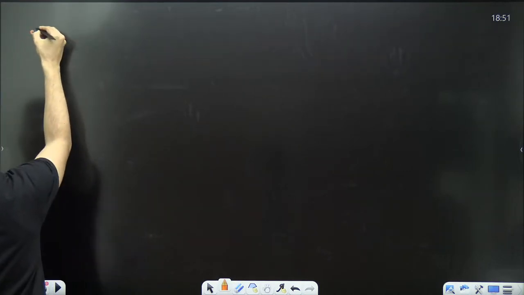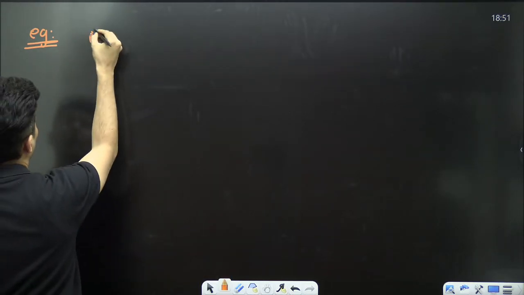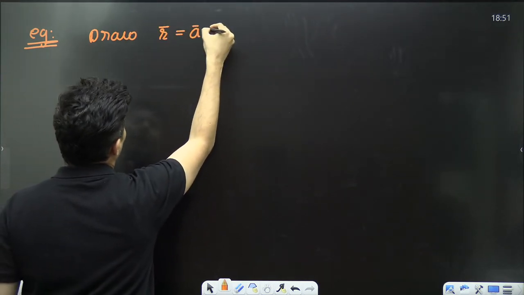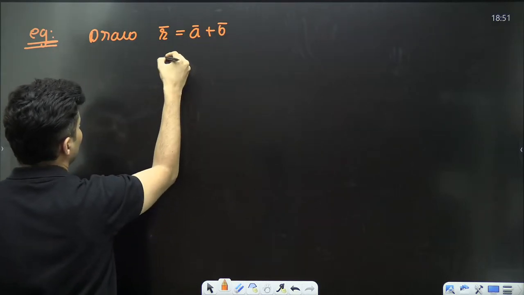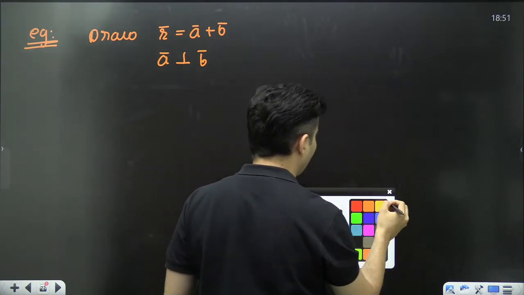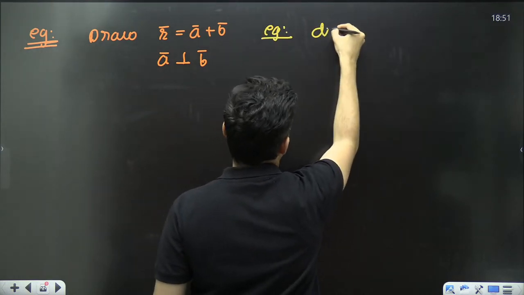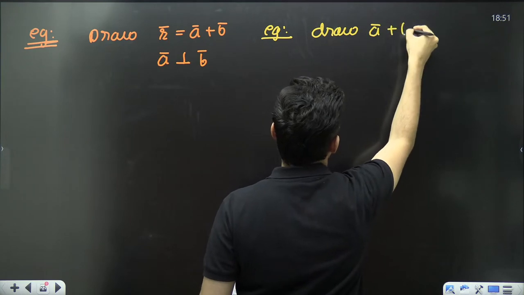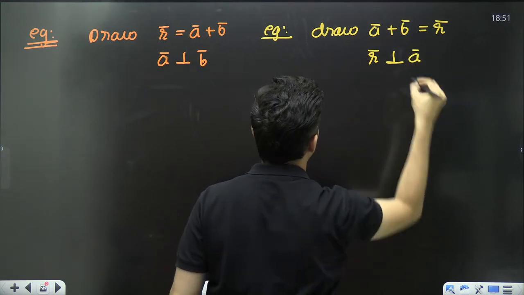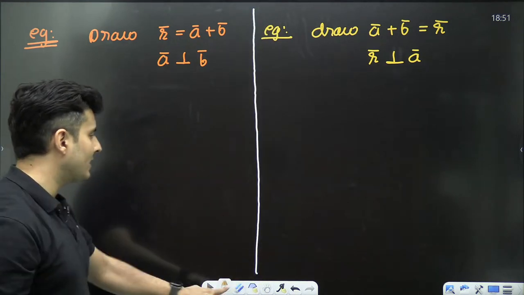Next thing, guys, let's see the questions on this. So let's take up an example over here. Imagine I tell you, draw resultant R, which is A bar plus B bar, and A bar perpendicular to B bar. This is the first question. And here I have the second question: draw A bar plus B bar is the resultant, and the resultant is perpendicular to A bar. These are two different problems. Let's try to solve both of them and see what is exactly different.